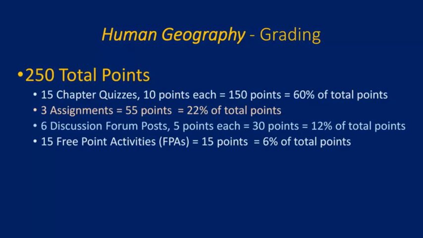Then we have 6 discussion forum posts. Those are 5 points each, and so 6 times 5 equals 30 points, and that's 12% of the total points. Finally, there's 15 free point activities. Each of those free point activities is worth 1 point. I'll also be referring to these as FPAs, and that relates to 6% of the total points for the course.